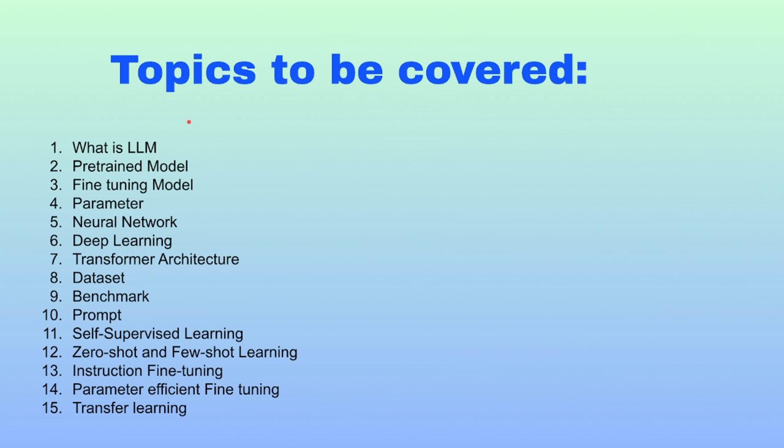These are the topics that I think you should know in this LLM space. These are not all the topics, but some 2 to 3%. What is LLM, what is a pre-trained model, fine-tuning model, what is fine-tuning, parameter, neural network, deep learning, transformer architecture, very important, data set, benchmark, prompt, supervised, self-supervised learning, zero shot, few shot learning, instruction based fine tuning, parameter efficient fine tuning, and transfer learning. So in this series we are going to cover all these topics.